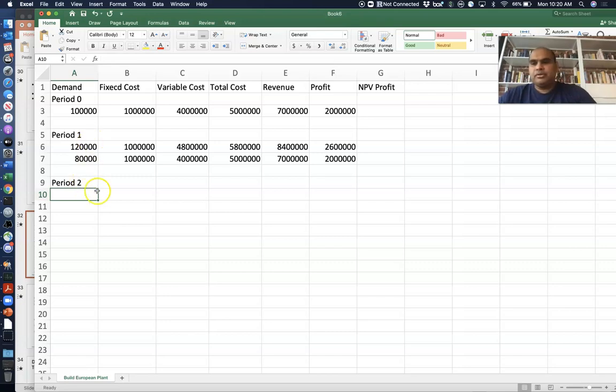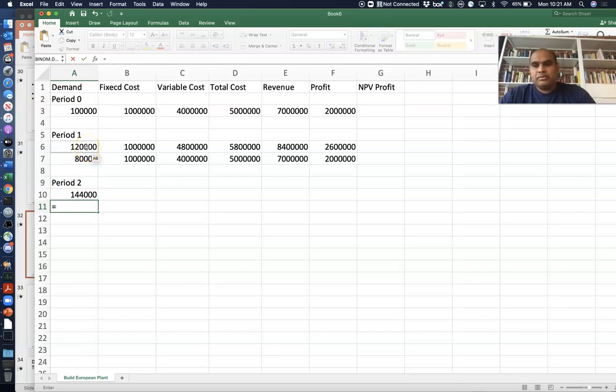Okay, period 2 again. So now demand can go up or down again. So there are 4 possibilities here. So there'll be 1.2 times this number. So demand can go up, or demand can go down from here. I'm sorry, there'll be only 3 possibilities, not 4 possibilities. Demand can go up from that, or demand can go down.